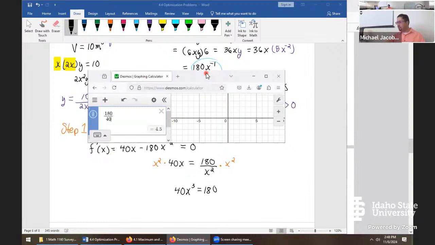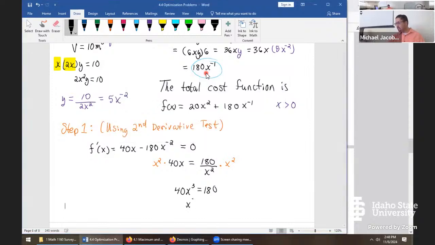A nice even 4.5, so x cubed is 4.5. And last step to take here, cube root both sides, and we get x equals, let's maybe write it this way. Oh dear.